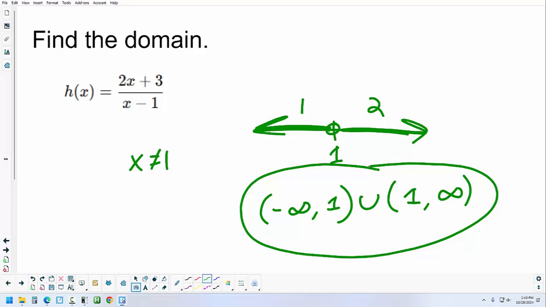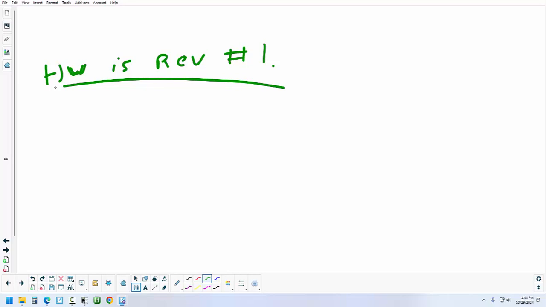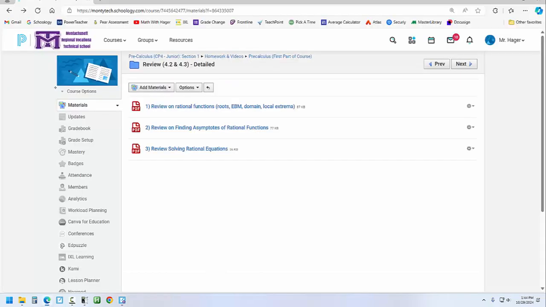Okay, so that's a review of finding the roots, the end behavior, domain, and local maxes and mins. Those are called local extrema. So homework is review number 1. Okay, and that's in the folder that says right here, 4243 detailed. So it's review number 1. Okay, any questions on where to find that on Schoology? Okay, just leave that up for a second.